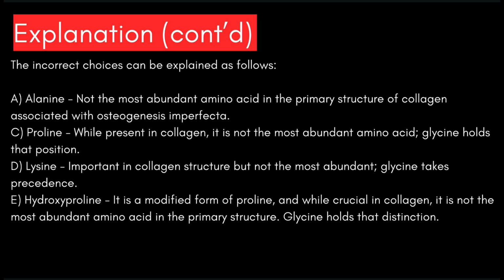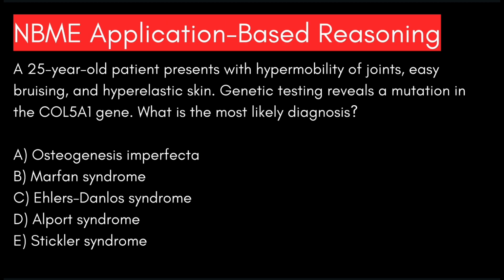Let's go through why the other answer choices are wrong. The incorrect answer choices can be explained as follows. Alanine. Alanine is not the most abundant amino acid in the primary structure of collagen associated with osteogenesis imperfecta. C. Proline. While present in collagen, it is not the most abundant amino acid. Glycine holds that position. Lysine. Important in collagen structure, but not the most abundant. Glycine takes precedence. Hydroxyproline is a modified form of proline, and while crucial in collagen, is not the most abundant amino acid in the primary structure. Glycine holds that distinction. Let's move on to the next question.